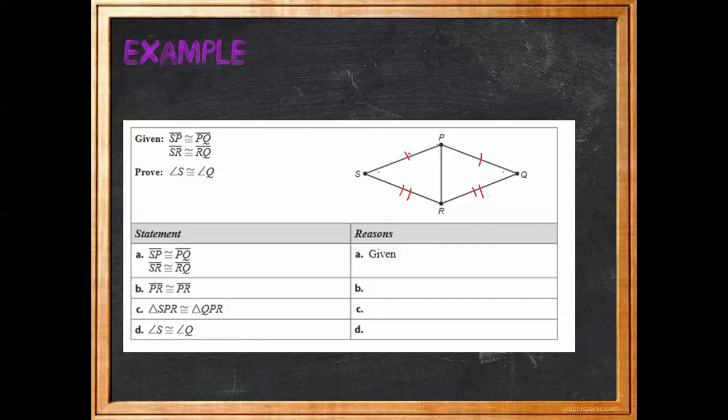Now here, we're given that these two sides are congruent, and these two sides are congruent. We also know that this side is congruent to itself right here. PR is congruent to PR, and we know that because of the reflexive property. So now, because we know that these sides are all congruent, we can say that triangle SPR is congruent to triangle QPR according to side, side, side.